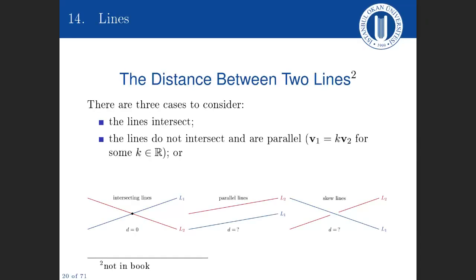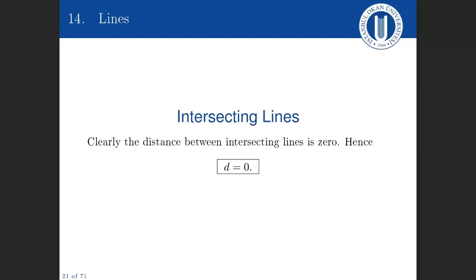If the lines do not intersect and they're parallel, that means the vector v1 from the first line must be some number k multiplied by vector v2 for the second line. And if the lines do not intersect and are skew, that's the same as saying v1 is not equal to k v2 for any number k. The first one's the easiest one. If two lines intersect, then that means they touch, so the distance between them must be 0.